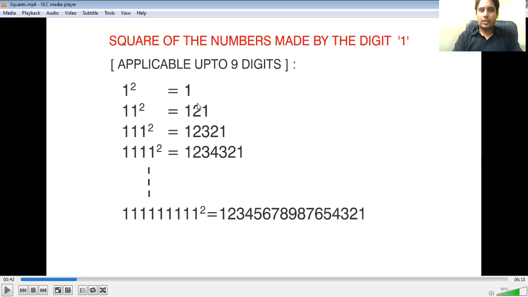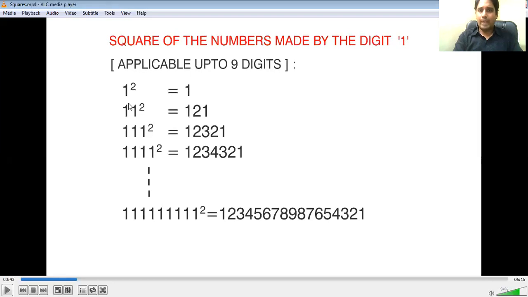1 square is 1. 11 square is 121. These are two numbers which everybody knows. 1 square and 11 square are very easy to find. Now what if we have 3 times 1, that is 111 square. Before we move, let me explain the shortcut. Here it is a single digit number, 1 times 1, answer is 1.